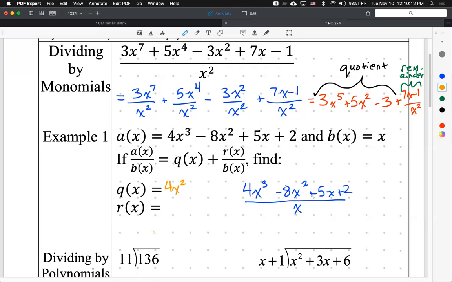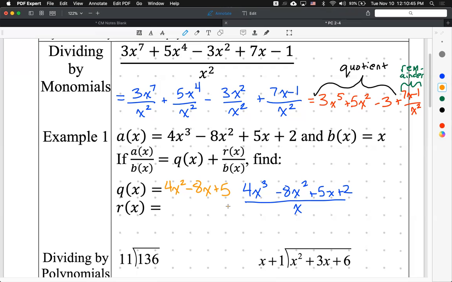What's the next term in our quotient? We have this 4x cubed divided by x. That was our first one. Now I'm going to do negative 8x squared divided by x. Beverly? Negative 8x. Is there anything else that we can do? Oscar? Yeah, just a 5. So it's 5x divided by x is just 5. So plus 5. Is there anything else we can do?